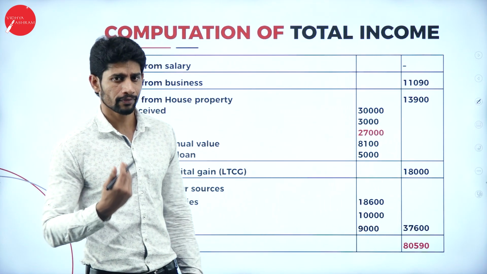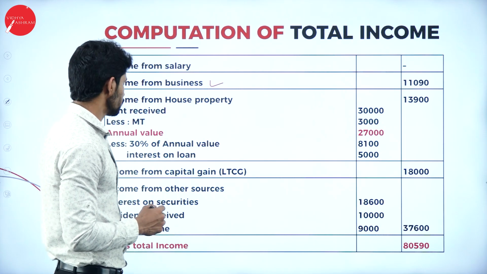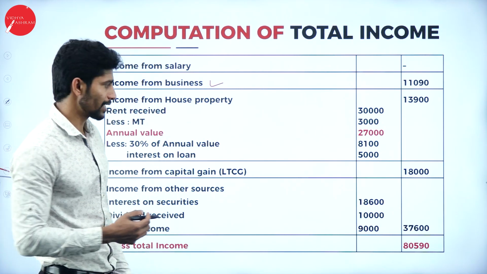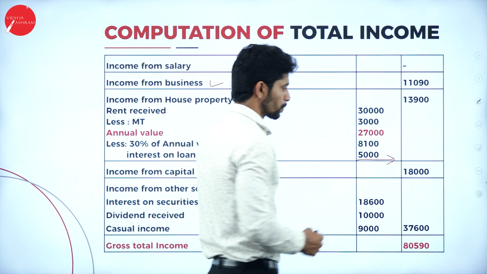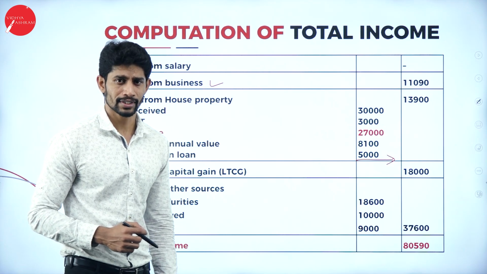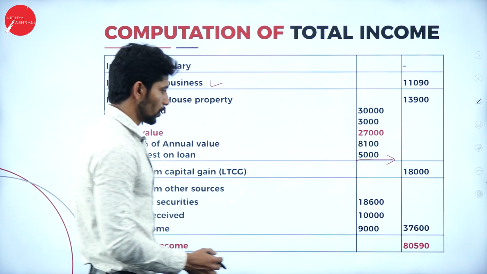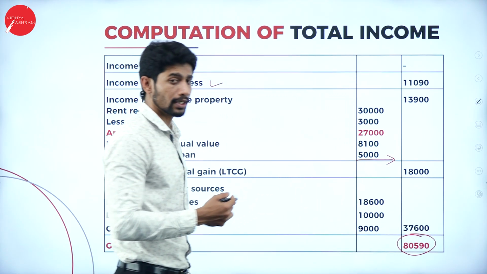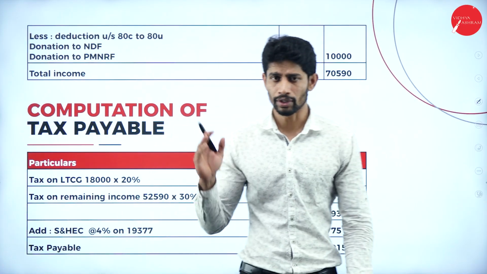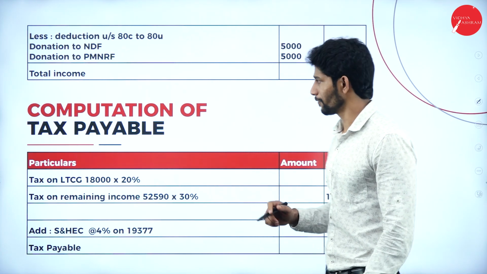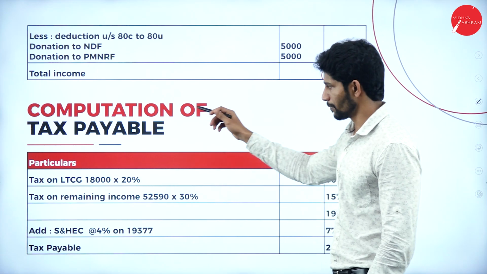Next, computation of total income. Income from salary. Obviously, we don't have income from salary under a partnership firm. Next, income from business 11,090. Income from house property is 13,900 because the rent received is given. So rent received minus municipal tax minus 30% of annual value and also deduct the interest on loan. If you calculate as per the house property rules, you will get income from house property of rupees 13,900. Next, income from capital gain 18,000. Income from other sources 37,600. Totally you will get 80,590. That 80,590 is called what? Gross total income. From gross total income, less deduction under section 80C to 80U. So donations are made, donation to NDF and donation to PMNRF, deduct 10,000 rupees. The balance you will get is 70,590. That is called total income.